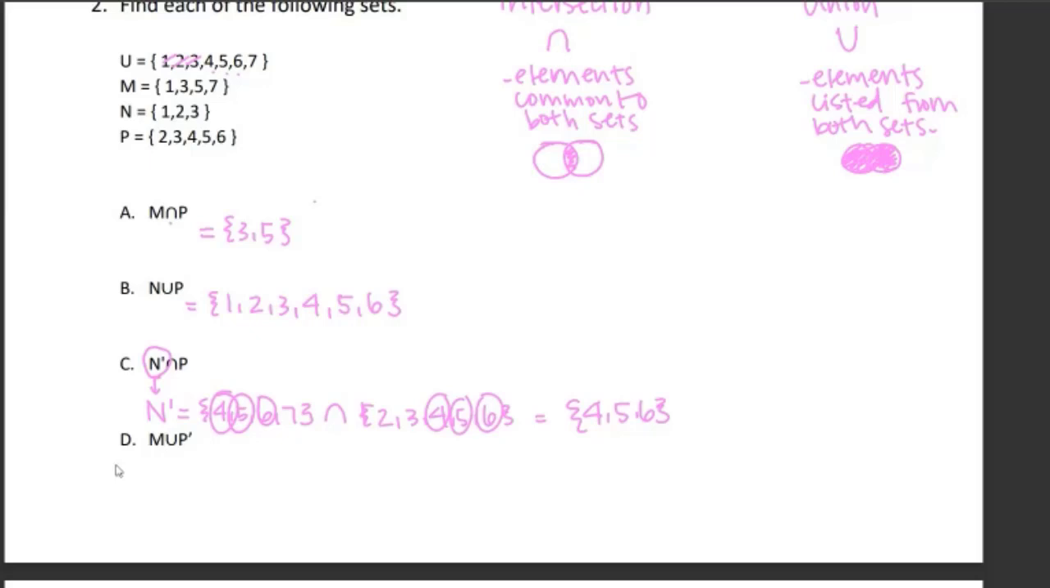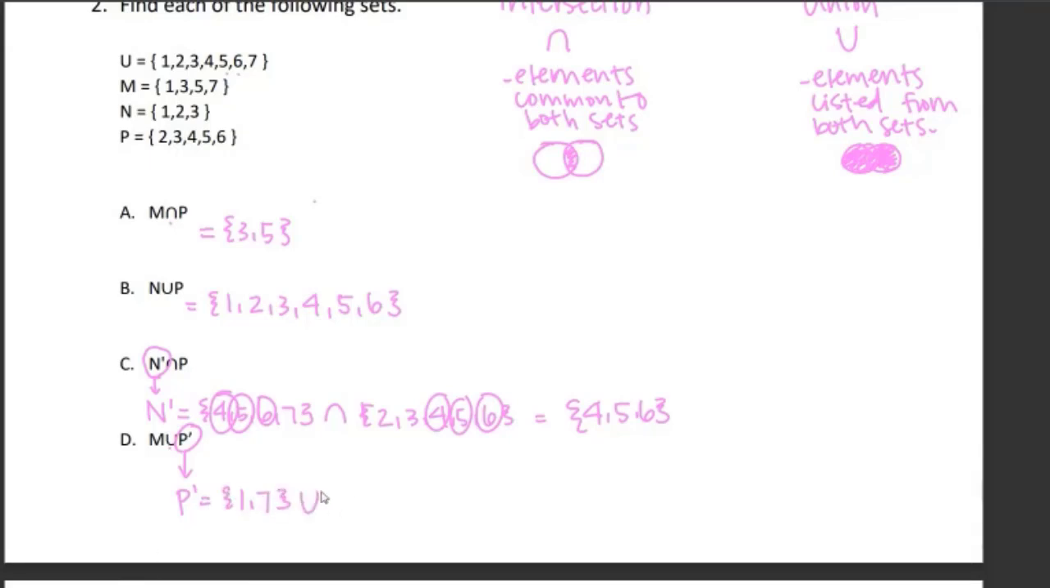Okay. And then on the last one, we have the union of M and the complement of P. So remember, we have to find this first. I'm sorry, the complement of P. The complement of P is what is not in that set. P has 2, 3, 4, 5, and 6. So we are left with the complement of P being 1 and 7.